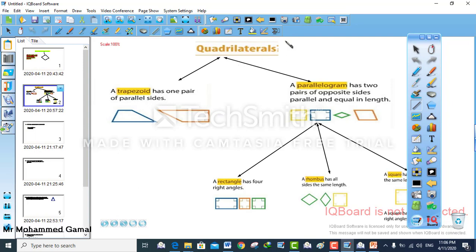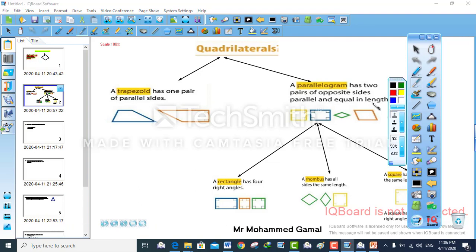Okay, so this quadrilateral, we can name it as a grandfather, you know. Yes, grandfather of the family. This grandfather has two sons. One, his name is trapezoid, and the other one, his name is parallelogram. For the trapezoid, it has one pair of parallel sides, as you see.